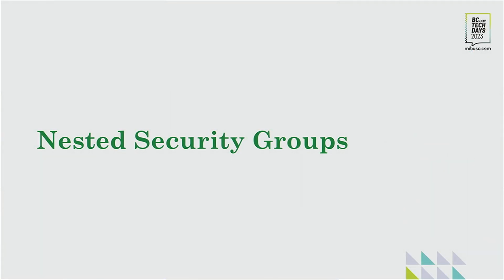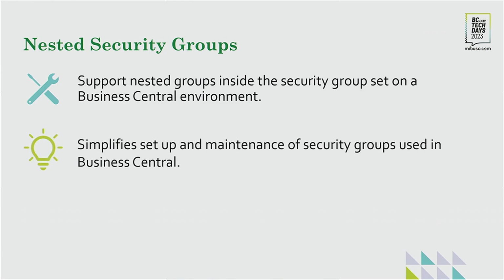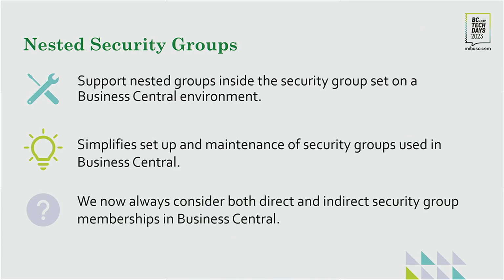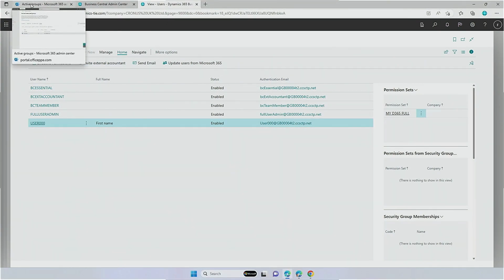One more thing that we did is that we added support for nested security groups. Nested security groups give you the ability to group one security group under another, so that you can have a structure. And again, this very much simplifies the setup and maintenance of security groups, because now you can actually have, say, your Business Central sales group under access, and still allow that group to get access without directly being a member of the access group. So let's quickly take a demo on this, because it's easier to demo than to explain.